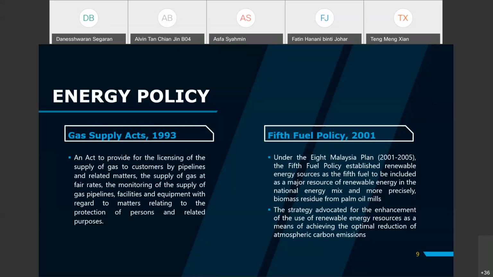The Fifth Fuel Policy 2001. Under the 8th Malaysia Plan, the Fifth Fuel Policy established renewable energy sources as the fifth fuel to be included as a major resource in the national energy mix, and more precisely biomass residue from palm oil mills. The strategy advocated for the enhancement of the use of renewable energy resources as a means of achieving the optimal reduction of atmospheric carbon emission.